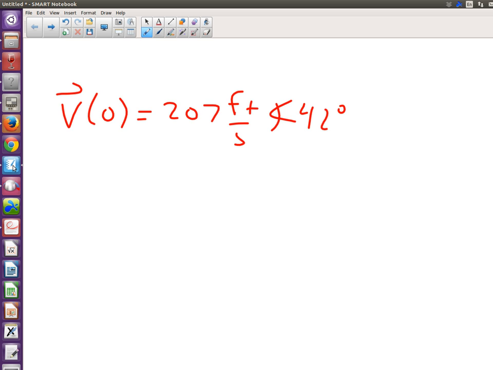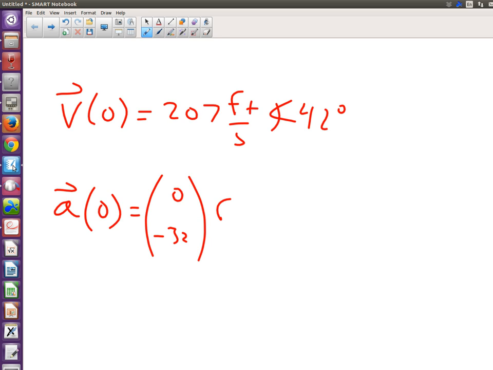Can you write the acceleration vector at 0? What is it? 0, negative 32 feet per second squared. So no acceleration in the horizontal component, but acceleration in the vertical.